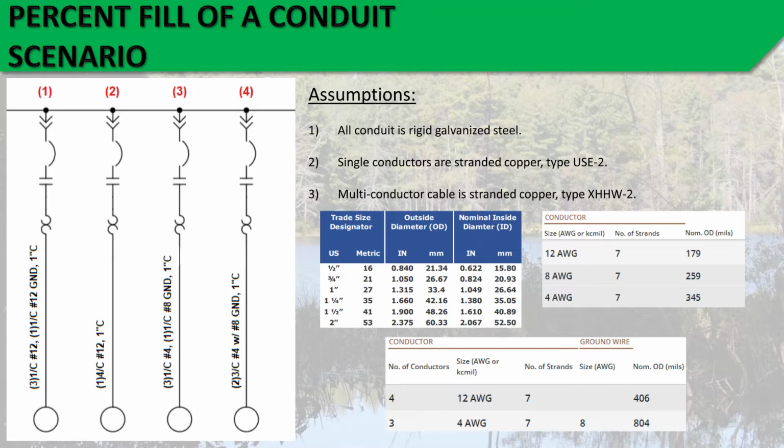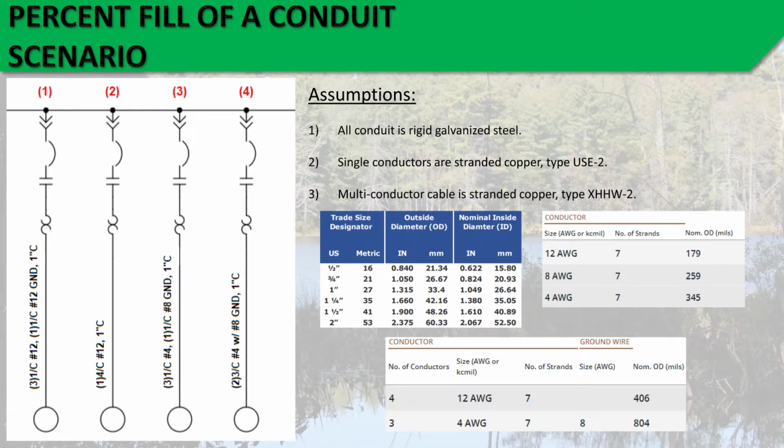One, we're going to assume that all conduit being specified is rigid galvanized steel. 2, we're going to assume that single conductors are stranded copper type USE2. And lastly, we're going to assume that multi-conductor cable is stranded copper type XHHW2. I have copied and pasted the data sheets that pertain specifically to the assumptions, and we'll use these for each of the examples that we do here.